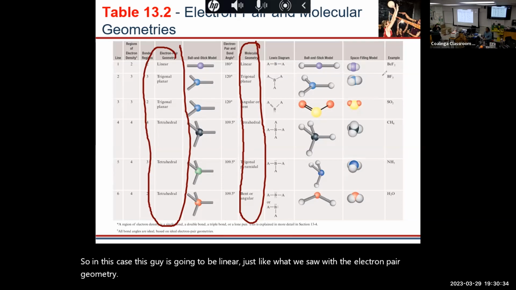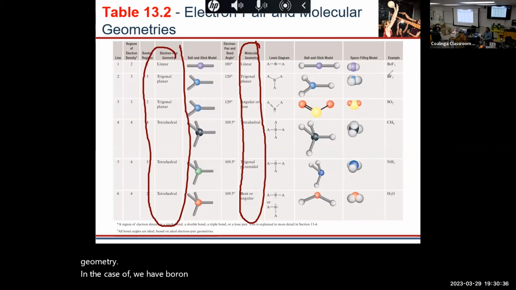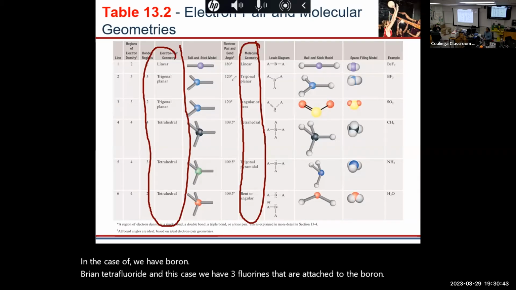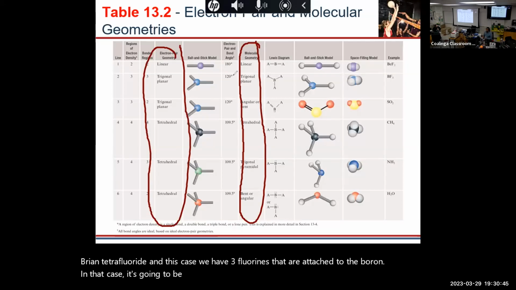In the case of boron trifluoride, we have three fluorines that are attached to the boron. In that case, it's going to be trigonal planar because we have three attachments. Okay.